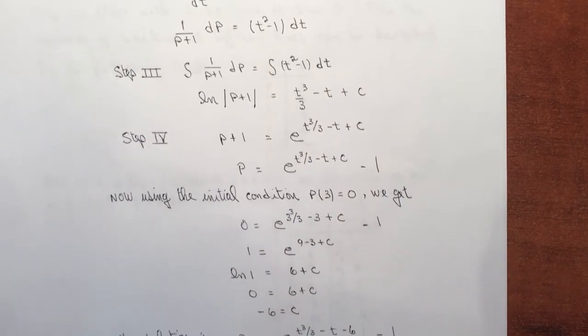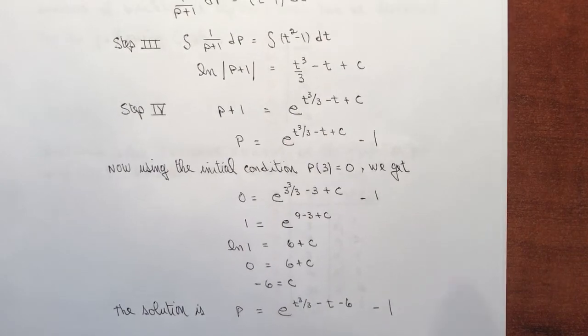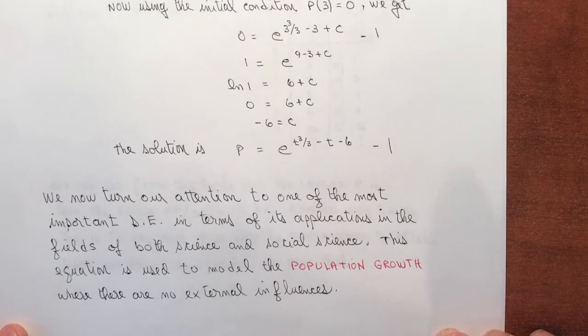I replace it back into my solution, and I get that p is e to the t cubed over 3 minus t minus 6, and minus 1. Good. Enough of solving this. Let's take a look at some of the applications.